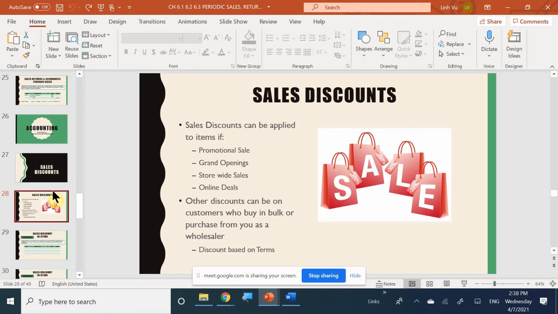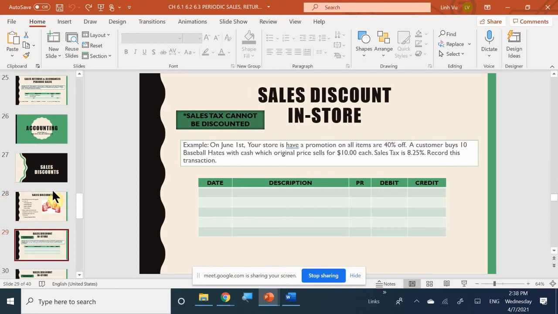So once again, when we're dealing with an in-store sale, right? Let's say the whole store is having a 40% discount. Okay, so that means anything that anyone wants to purchase, it's fair game, right? Everyone is going to get the sales discount. So once again, sales discount is another contra account, right? It reduces the original selling price.